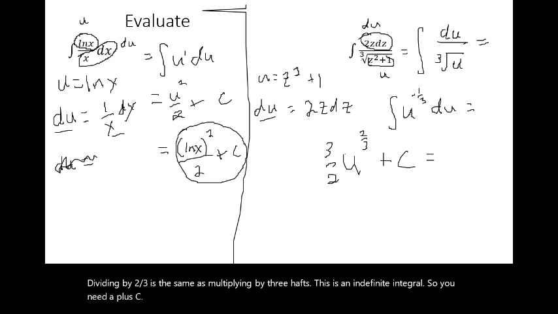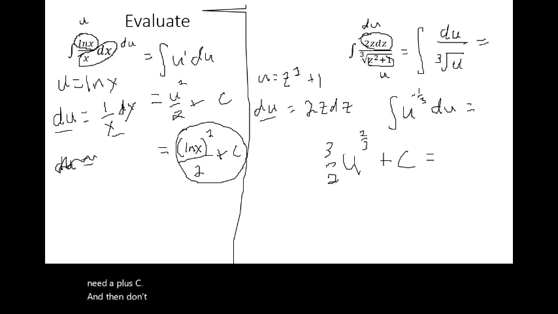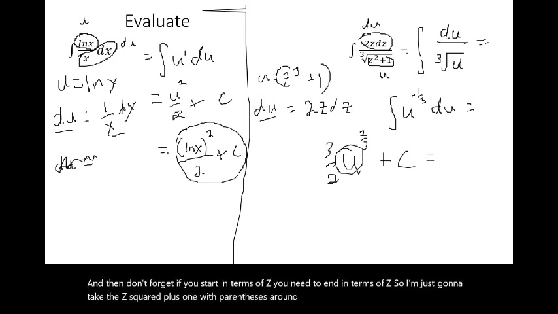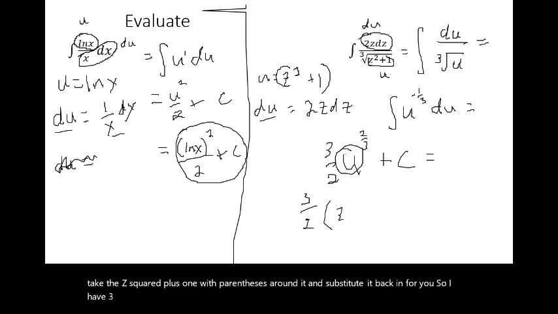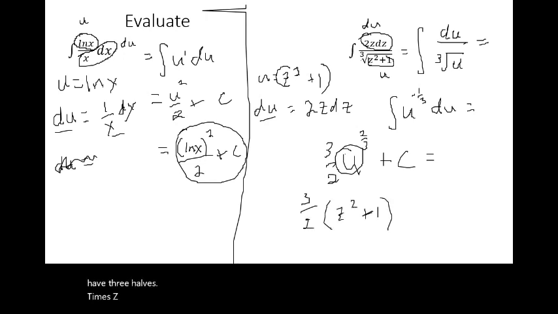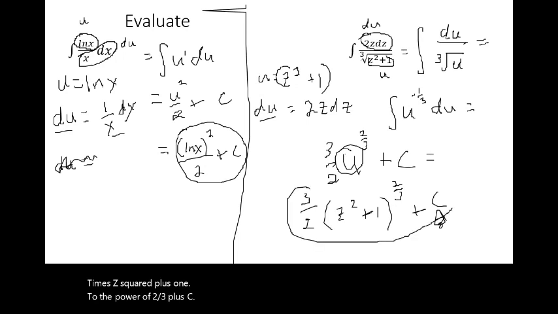And then don't forget, if you start in terms of z, you need to end in terms of z. So I'm just going to take the z squared plus 1 with parentheses around it and substitute it back in for u. So I have 3/2 times z squared plus 1 to the power of 2/3 plus c, and then that is going to be our final answer.